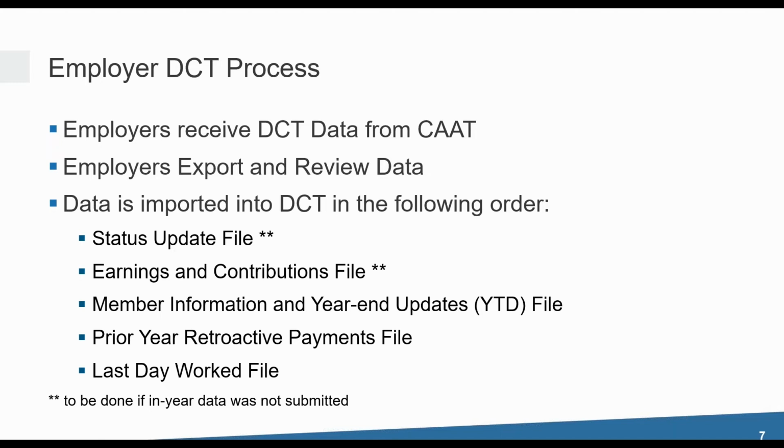To start the process, CAT releases the DCT data. Begin your review by exporting the data and comparing to your records. Next, import the appropriate files. If you did not provide in your data, you will need to import the files in the following order: the status update file, earnings and contributions file, the member information and year-end updates file, the retroactive payments file, and the last day worked file.